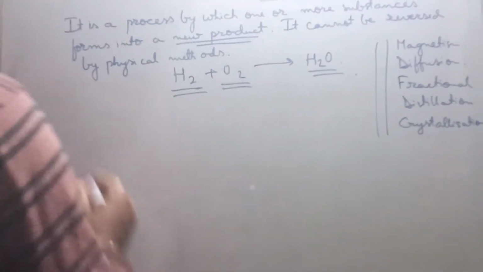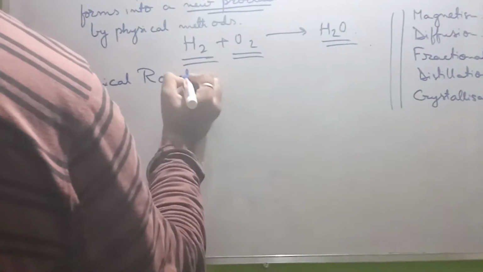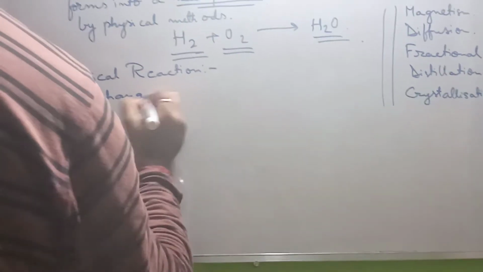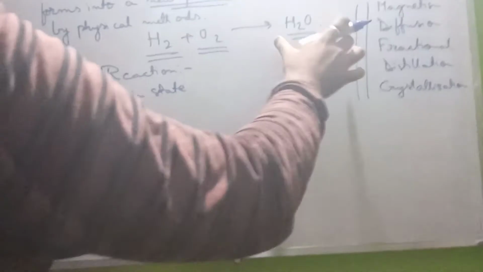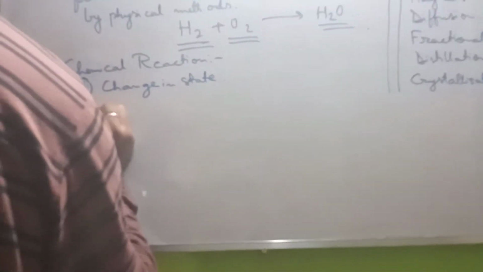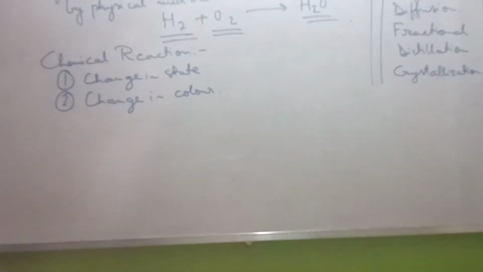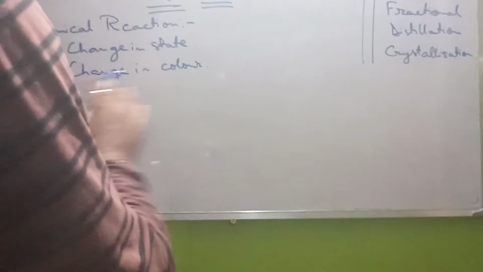Now, certain factors are important when a chemical reaction occurs. First, we see a change in state. Change in state means, as I said, these two are gases and I am getting this substance in the form of a liquid. So change of state occurs. Second thing, change in color. Often, suppose I have taken some metal which is colored; after the reaction, the substance that is formed is colorless. So often there is a change in color also.